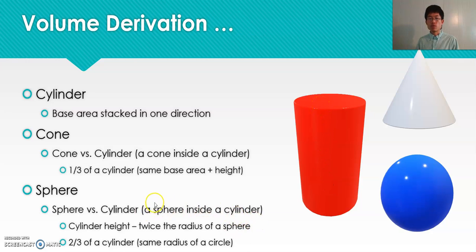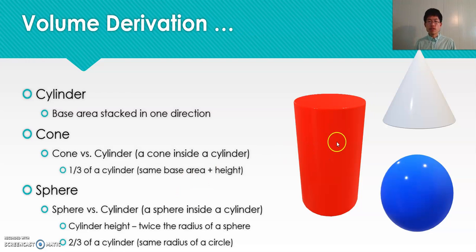Now looking at the cone, I'm comparing cone and cylinder for now. Cone and cylinder, looking at a cone that has the same base area and the height. If you compare these two, same base area, same height, it's going to be 1/3 of a cylinder. The volume will be 1/3 of a cylinder. You can compare that by looking at the formula of each of the two solids. You can see that the formula of the cone has 1/3 in front of the equation, while the cylinder only has base area times height.